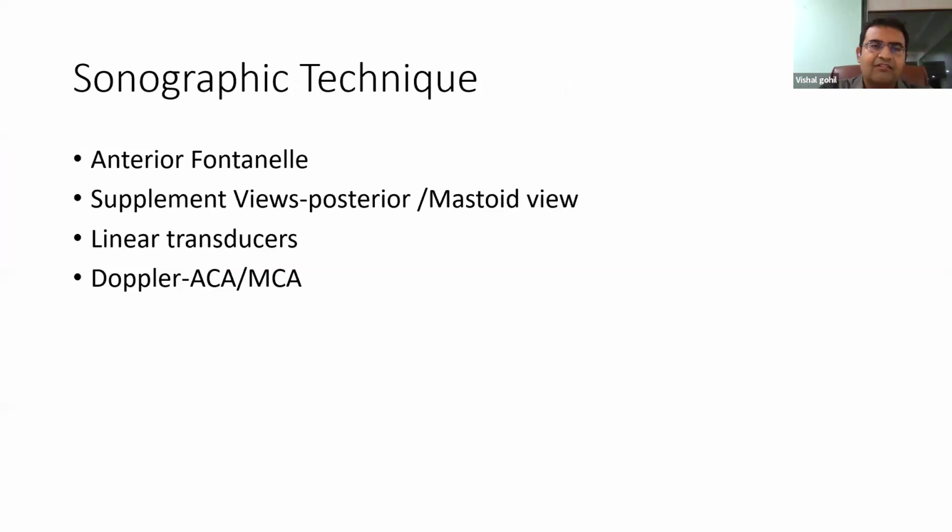As Dr. Kunal already covered, he made my job easy because he covered almost all aspects of the normal head ultrasound. As he told us, there are four windows by which we can assess the head ultrasound. The most common is the anterior fontanelle, but sometimes we need to use the supplementary windows. For example, to assess a cerebellar hemorrhage, we need to use the mastoid window. To rule out some pathology, we need to use the posterior window. Sometimes we use the linear probe to rule out extra-axial fluid, specifically in a preterm baby or subarachnoid hemorrhage, in which we need to use the linear transducer. In Doppler, of course, we have two options, anterior cerebral artery and middle cerebral artery. We'll discuss that in the further slides.